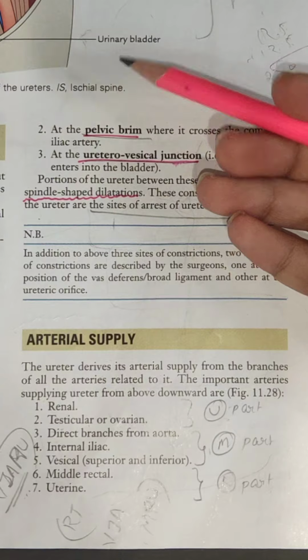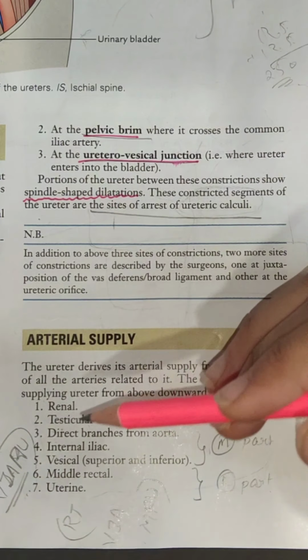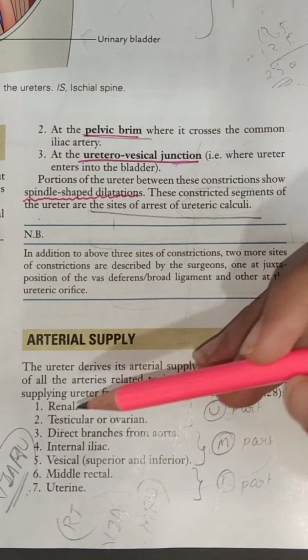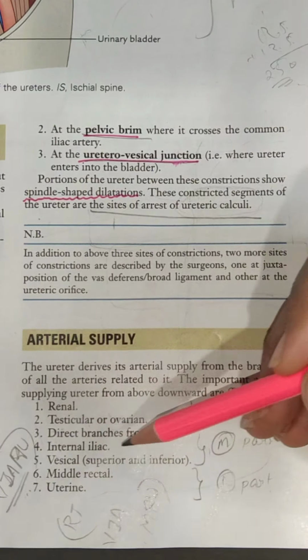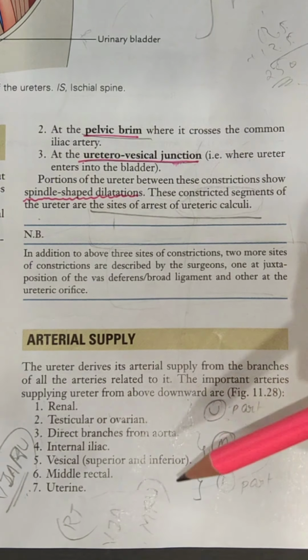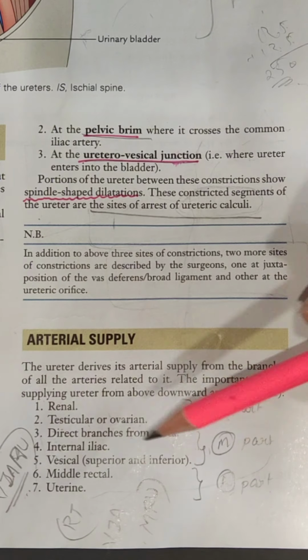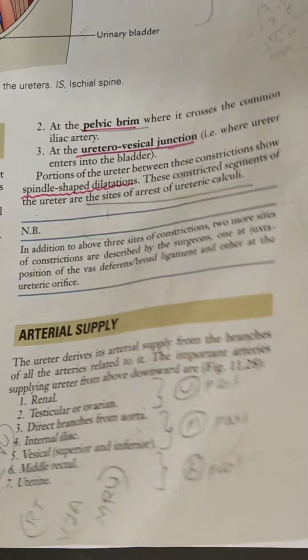By considering the veins, same thing, but you have to add veins instead of artery. Renal vein and gonadal vein for the upper part; direct branches from the inferior vena cava, not aorta, and internal iliac vein for the middle part; vesical, superior and inferior veins, middle part. Lower part is supplied by middle rectal veins as well as uterine vein.